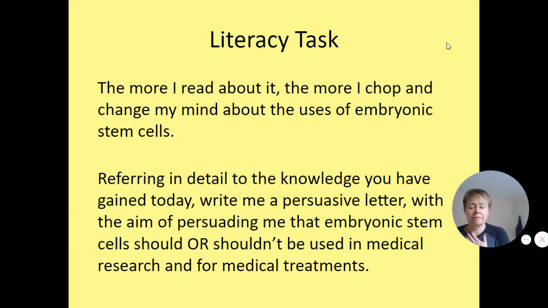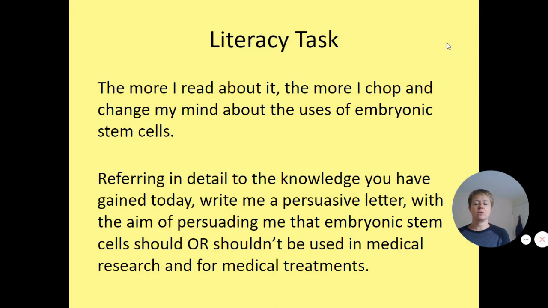So the more I read about stem cells, the more I chop and change my mind about the uses of embryonic stem cells. That's perfectly genuine. Sometimes I think it's a really good idea, and other times I really struggle with it. I find some of the ethical issues quite difficult. So, referring in detail to the knowledge you have gained today, write me a persuasive letter with the aim of persuading me either that embryonic stem cells should or shouldn't be used in medical research and for medical treatments.